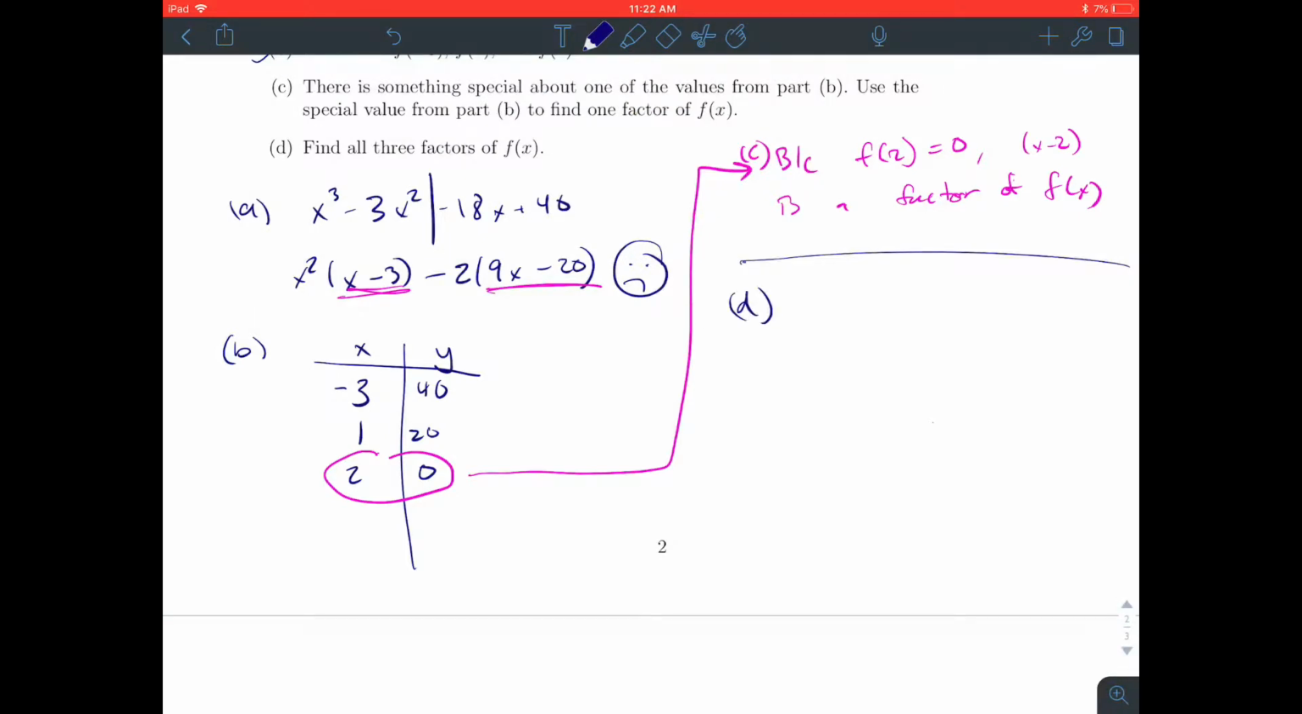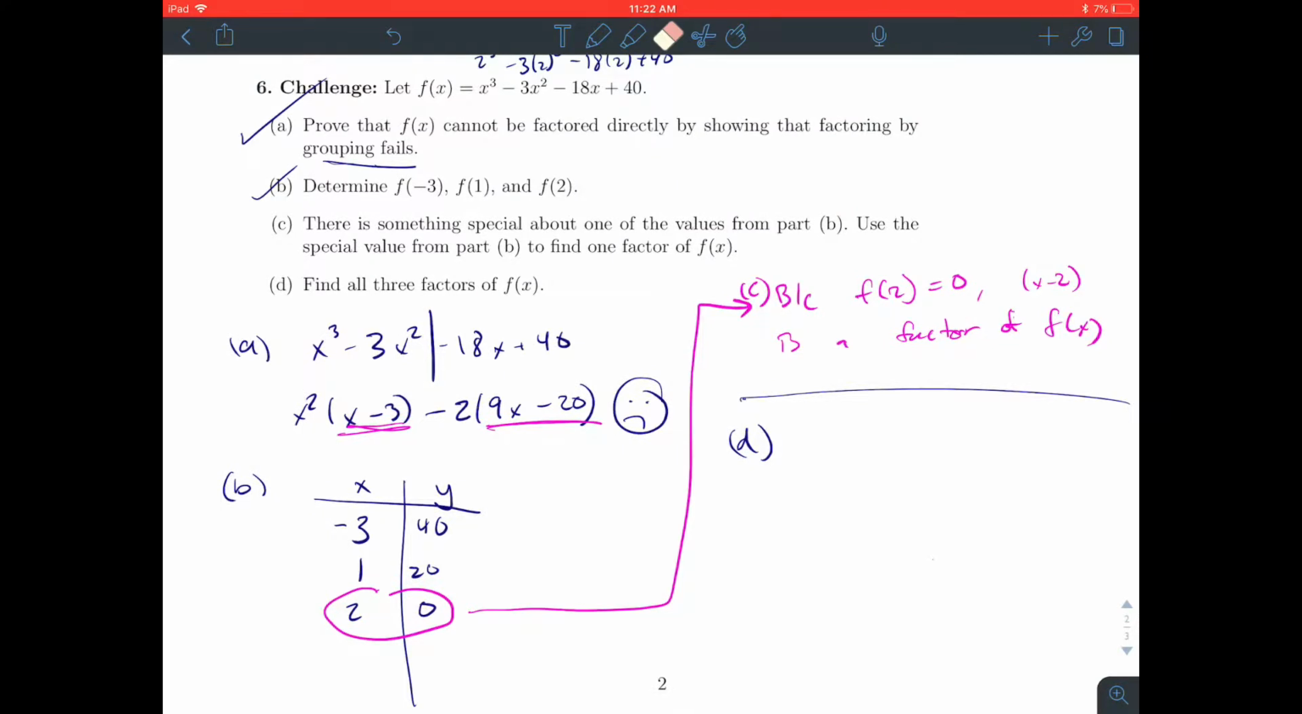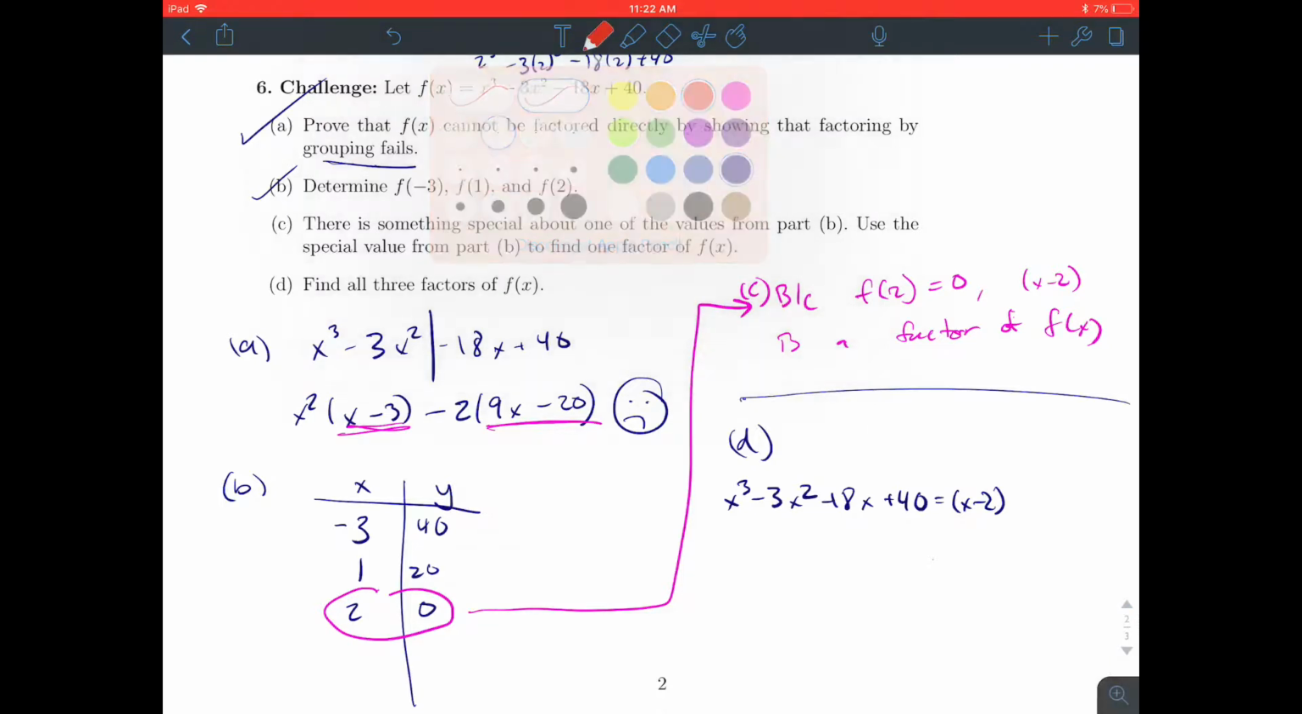Because x minus 2 is a factor, I'm going to be able to write f of x. I'm actually going to write out what f of x is here: x cubed minus 3x squared minus 18x plus 40. I know I'm going to be able to write that as x minus 2 times some other factor. So let me put that other factor in red.